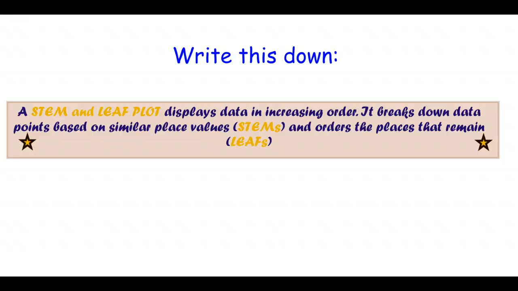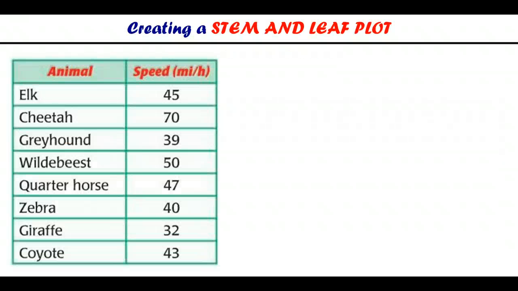So let's look at one more example of creating a stem and leaf plot, and then I'll give you an example that you can work off on your own. This is the speed of animals at their fastest. We have elks, cheetahs, greyhounds, etc. You can read the animals over on the left, and we want to create a stem and leaf plot based on this data.